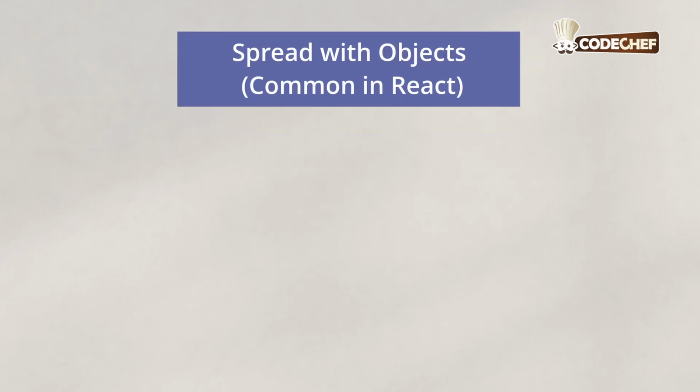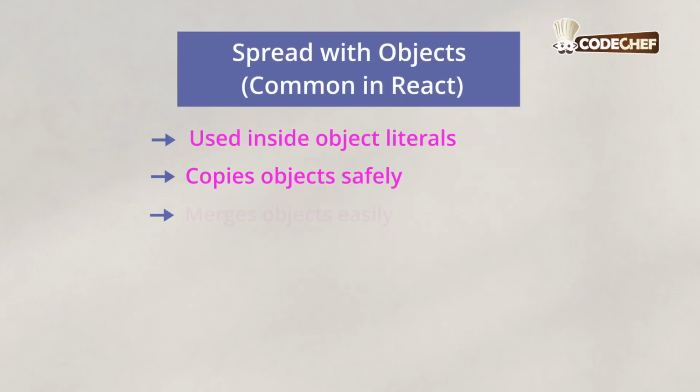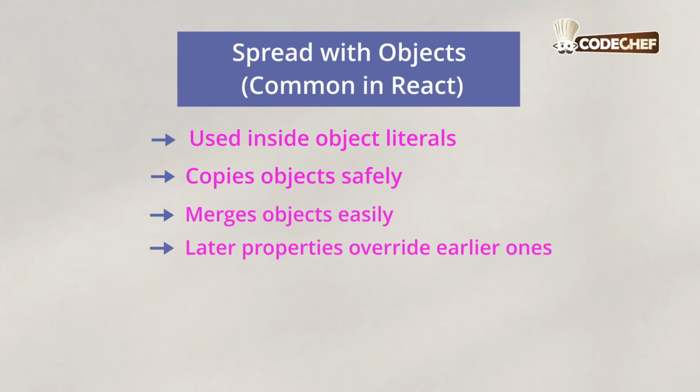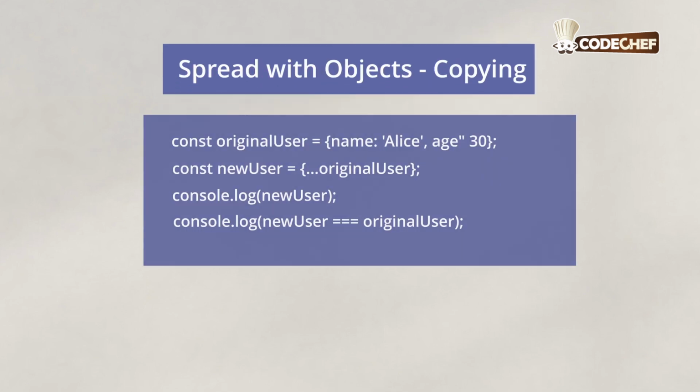So let us look at spread with objects, which is most commonly used in React. It allows us to safely copy objects and merge multiple objects together. This is important when updating state without mutating the existing data. So let us look at how we can use spread with objects when we want to copy something.